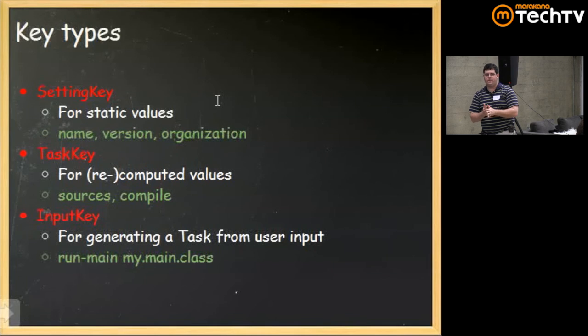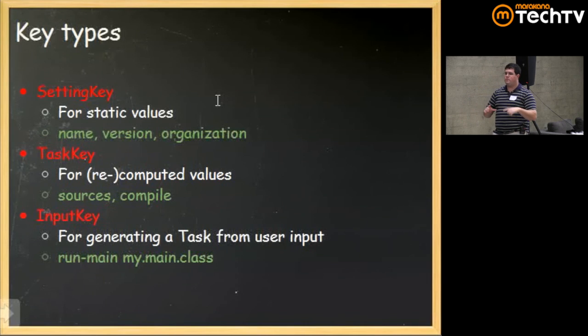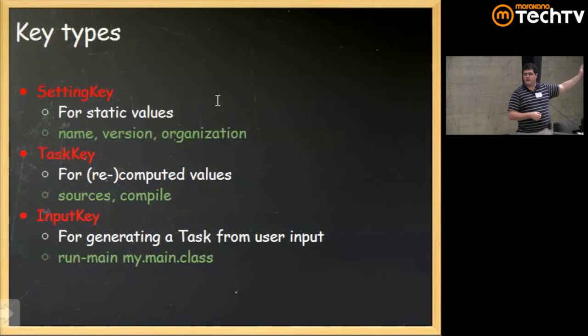So key types. We have 3 key types. We have a setting key. It's confusing that we call these settings, and we also have setting keys. But anyway, setting keys are things that when the build loads and we resolve dependencies and run the initialization, then that setting is done. It's kind of like defining a value in Scala, right? That value is initialized and doesn't change unless we reload the build. So settings are things like name, version, organization, and they're supposed to stay the same.